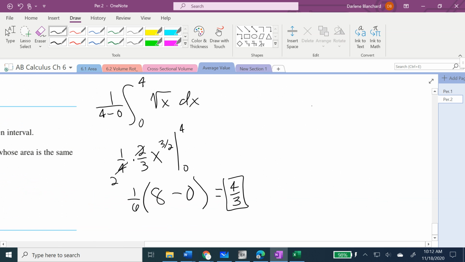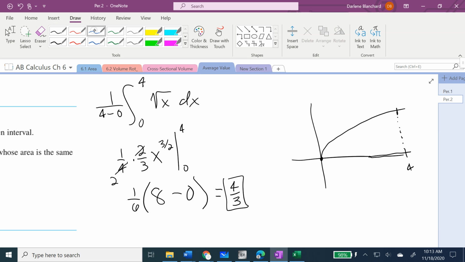I'm going to draw a quick version of root x. And then let me just kind of approximate that maybe this is 4 right here. That means that this is 2. And the average value of 4/3 is about right here.